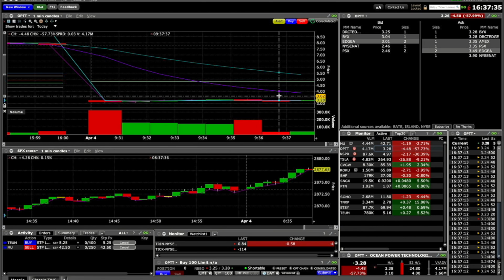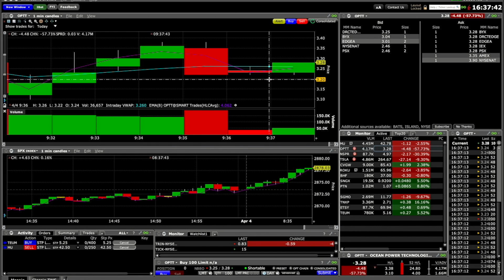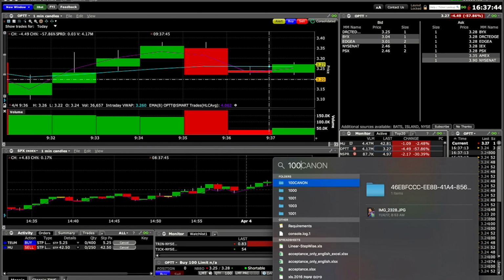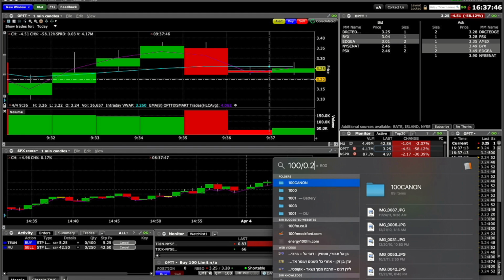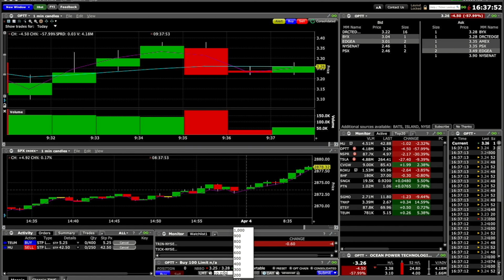OPT, OPT looking good. And we have 20 cents risk, which I like. Let's set it up. As you can see, I'm always calculating how many shares I'm supposed to enter.